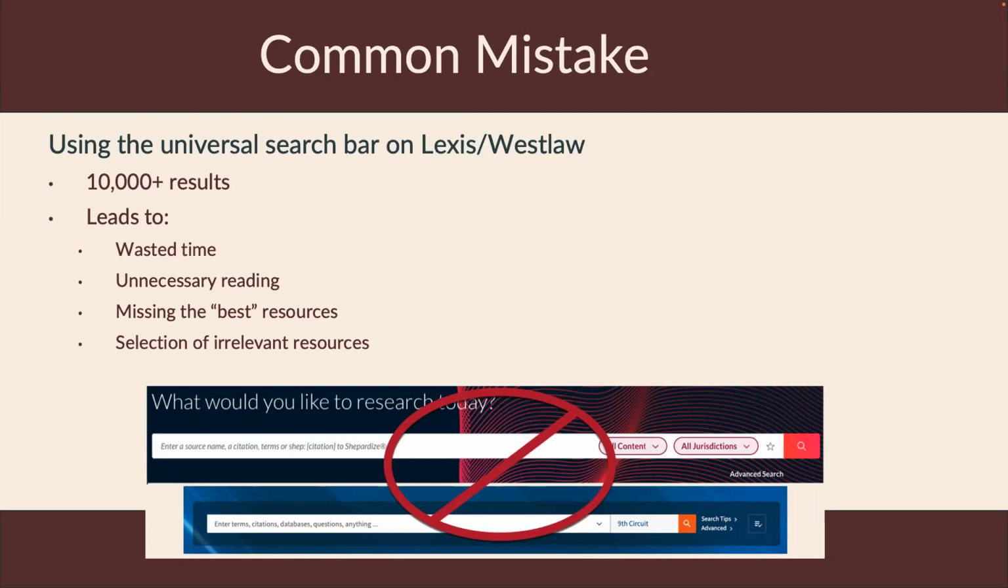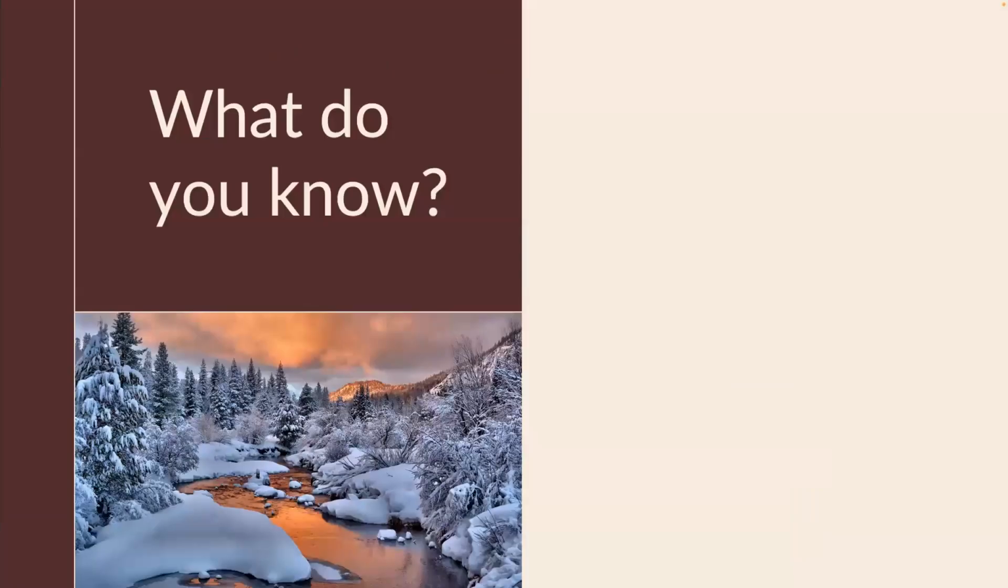If you over filter, you'll miss some of the best resources. If you under filter, you'll have too many results and risk selecting something that isn't particularly relevant. Either way, you're more likely to have to read through more results in order to find what you're looking for than if you start your research somewhere other than the universal search bar.